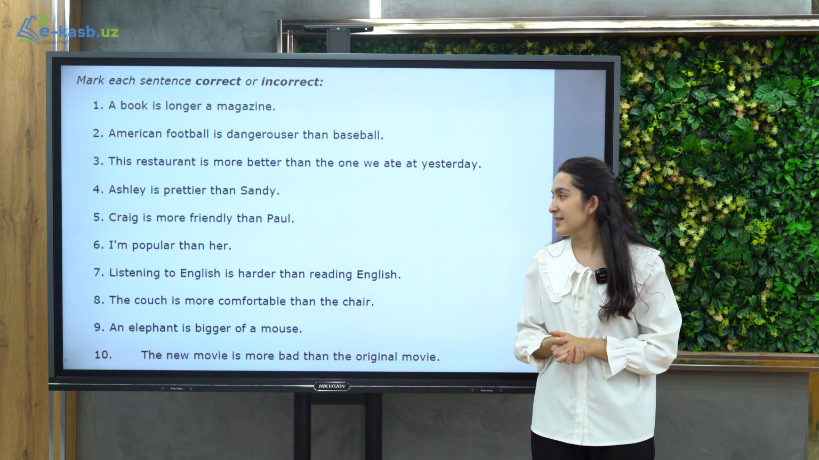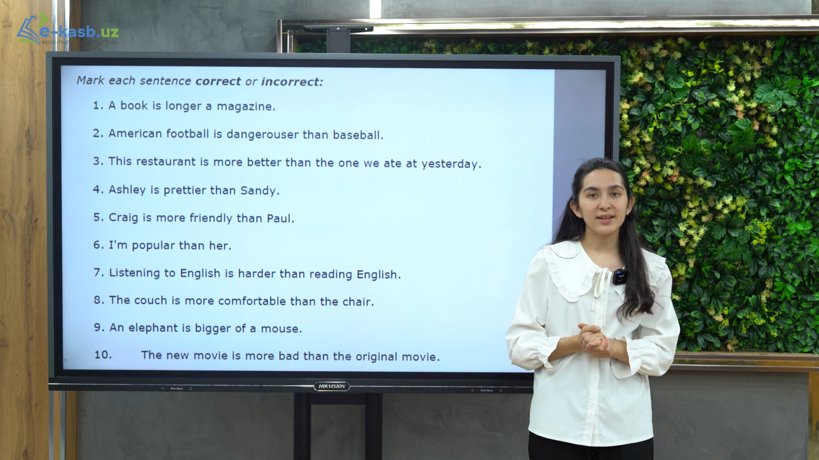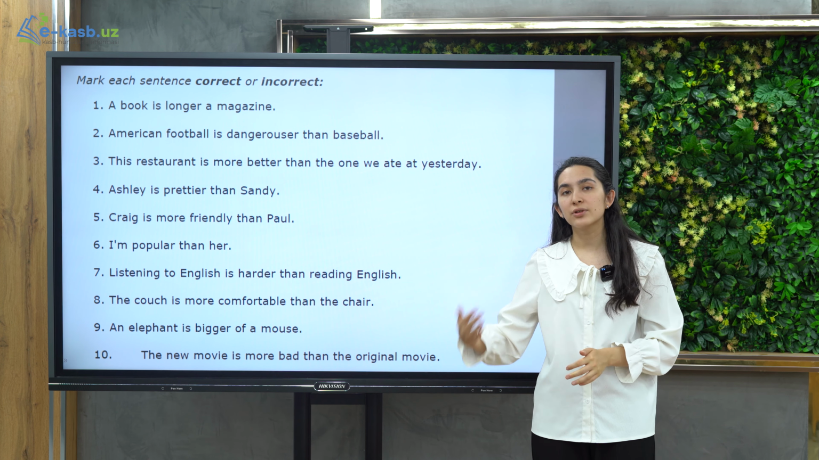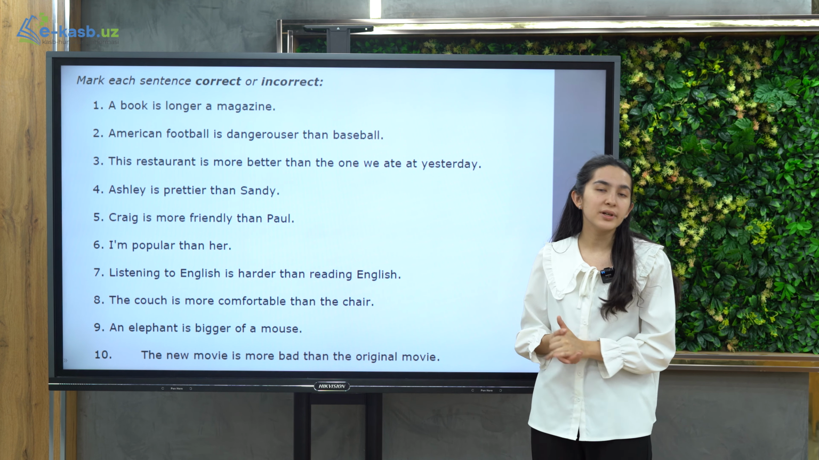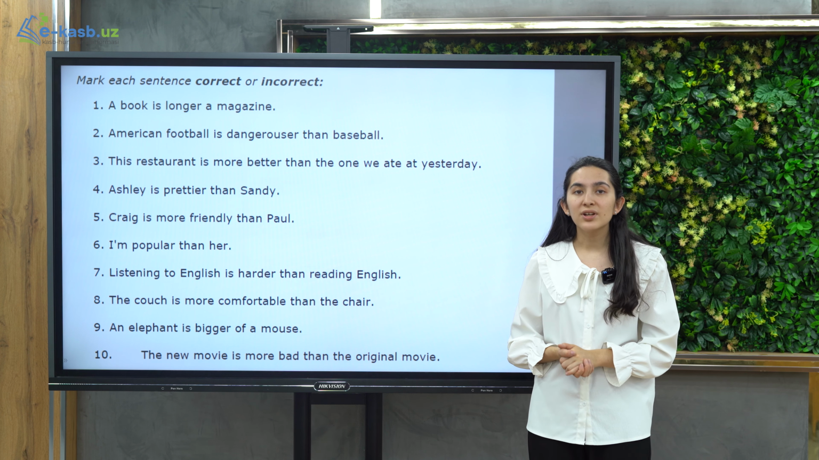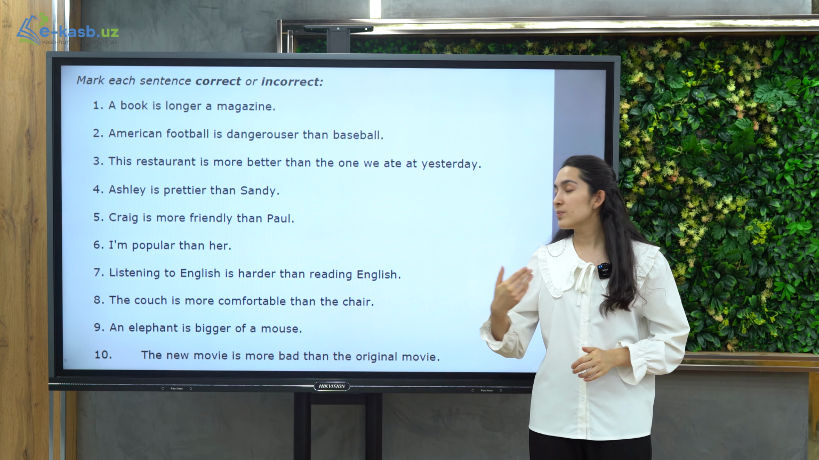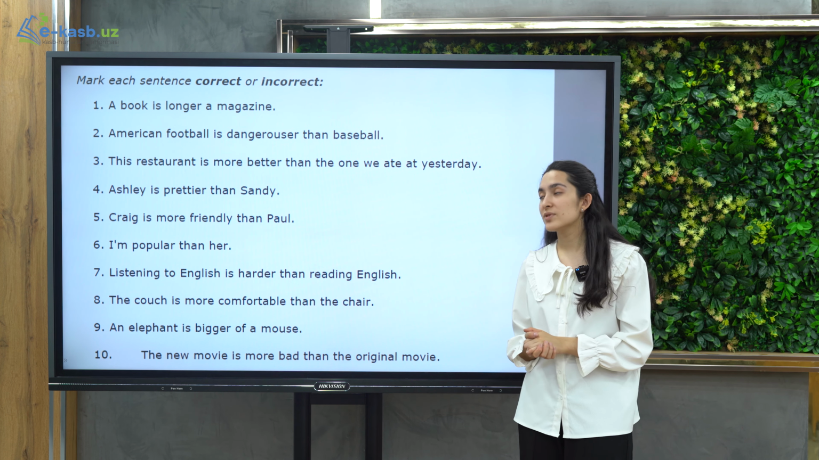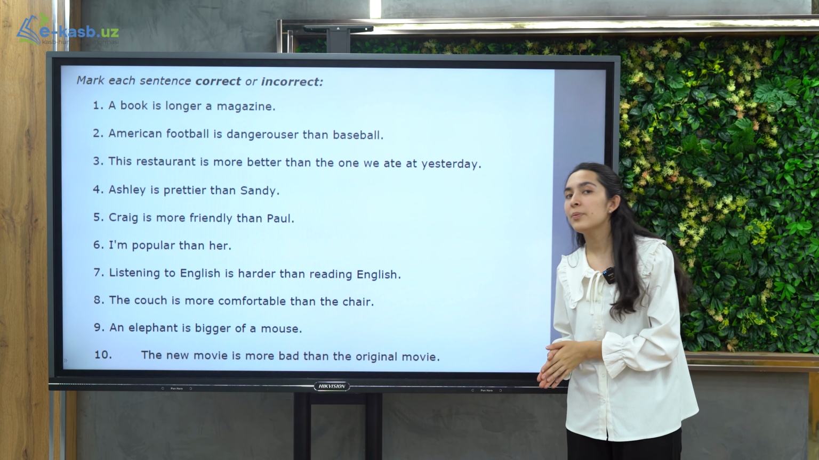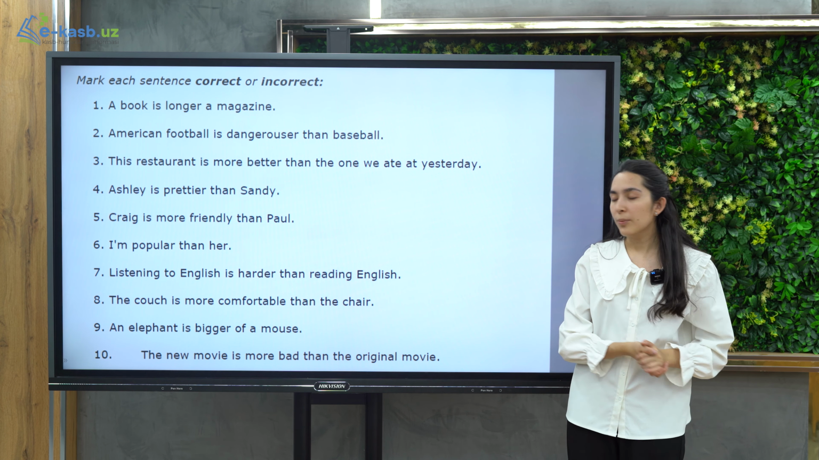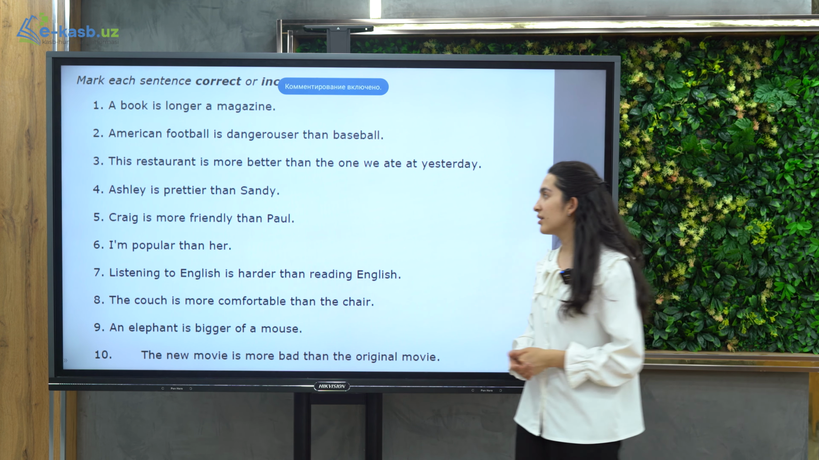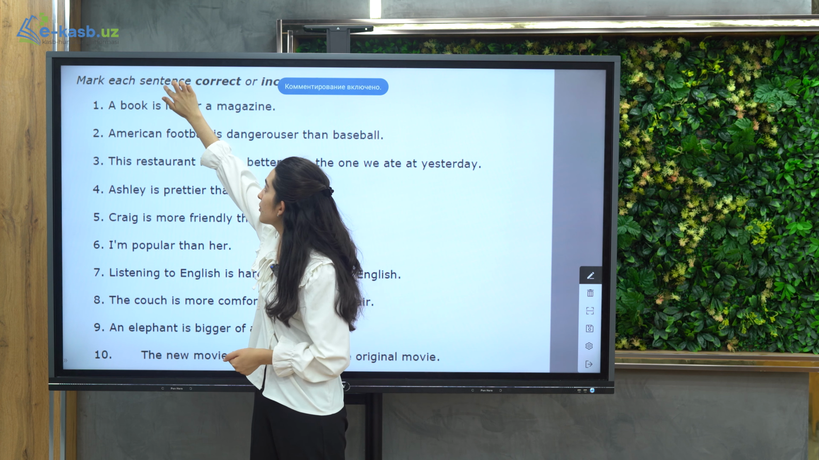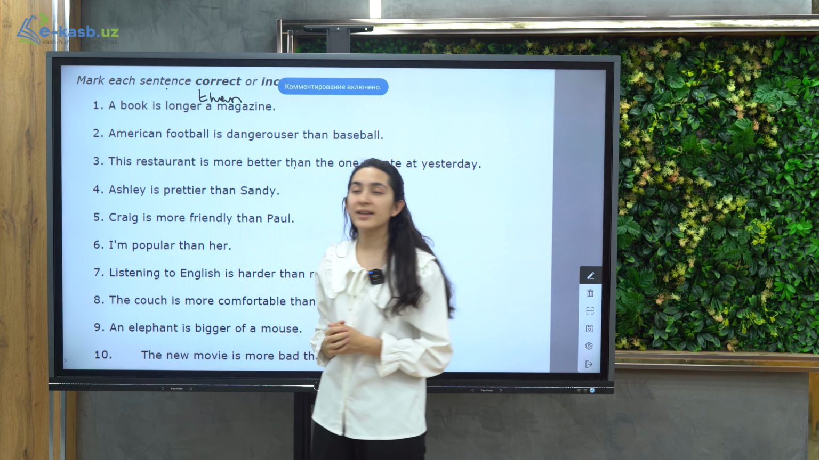So, the first sentence is: a book is longer a magazine. If you translate it, kitob, jurnal uzunroq. Is it correct? Does it make sense? Qanaqadir ma'no bildiradimi? Yo'q. Chunki biz bu yerda nimani qo'shishimiz kerak? Biz bu yerda than qo'shimchasini qo'shishimiz kerak. Shunda bizda kitob jurnaldan ko'ra uzunroq bo'ladi. So, than qo'shimchasi dan ko'rini bildiradi. A book is longer than a magazine.